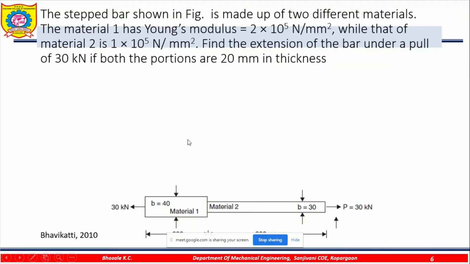So write down this numerical. The step bar as shown in the figure is made up of 2 different materials. The material 1 has Young's modulus 2 into 10 raised to 5 Newton per millimeter square.